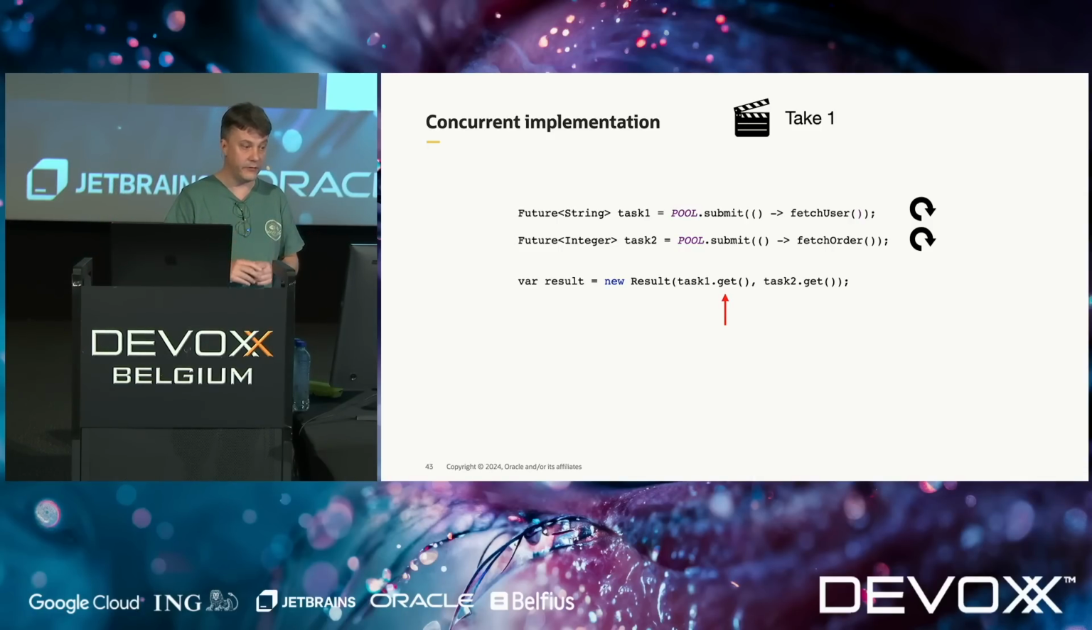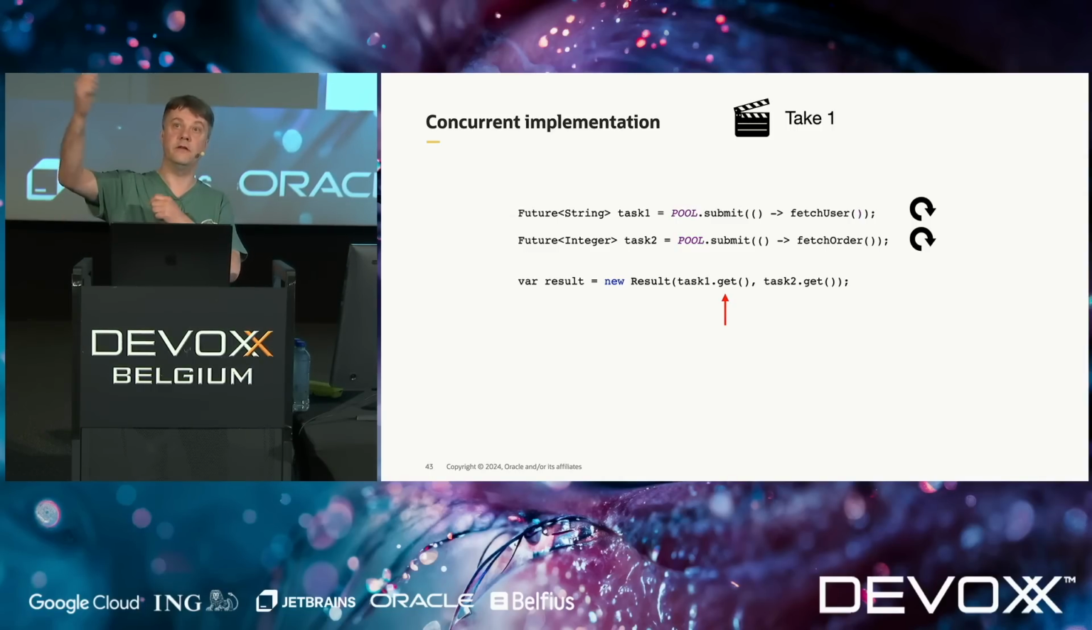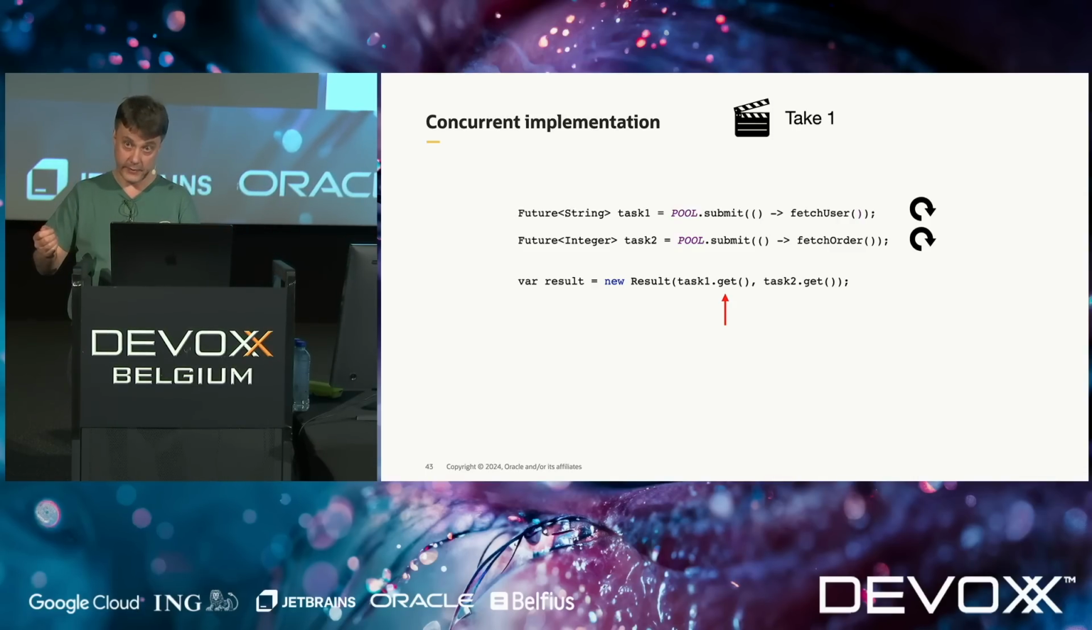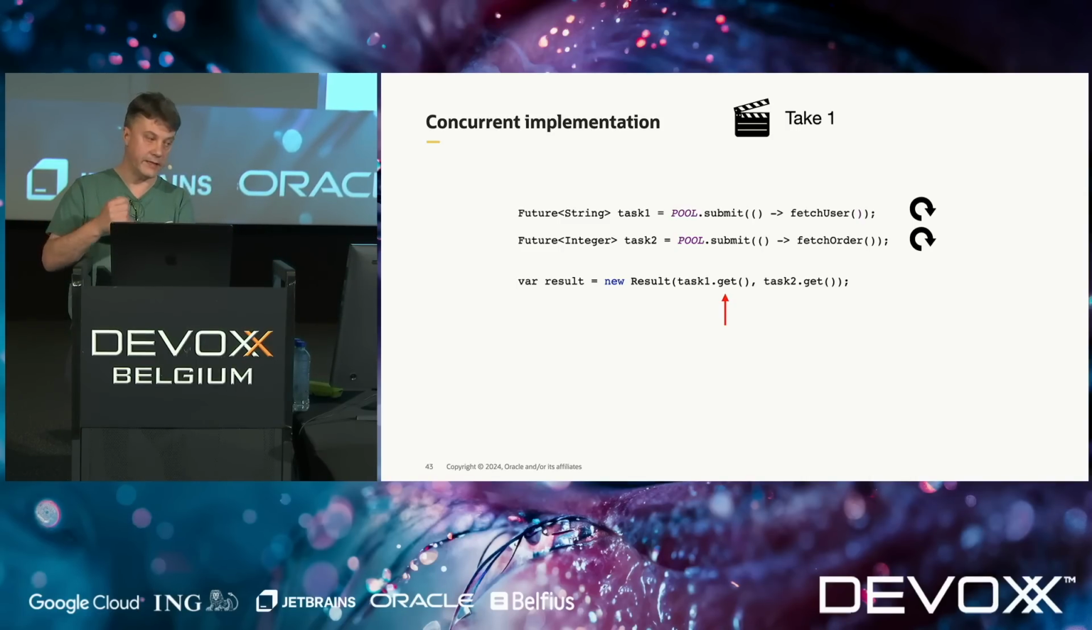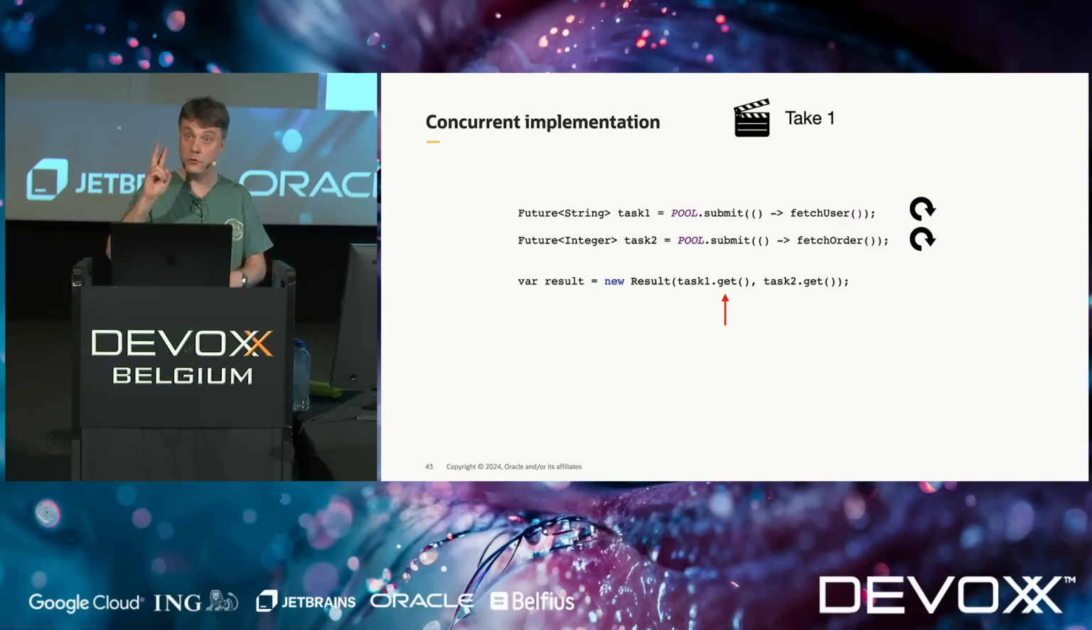So in this first take, I've done my two submits. What that's done is taken those two tasks, and they're now executing on the threads in the thread pool. Because these are running asynchronously, I have to wait for the results. So I'm going to call the Future get method twice in order to get the result. First on the first task to get the result from fetch user, and secondly I'm going to call get on the Future for the second task, which is running fetch order. So I have two gets that I'm going to have to block on. Let's run this and see what happens.